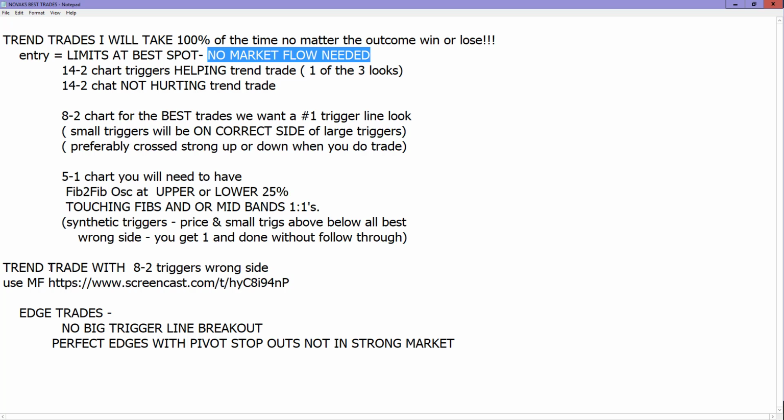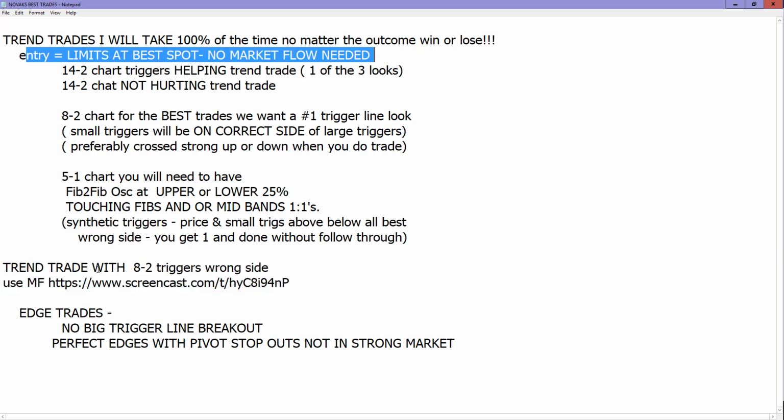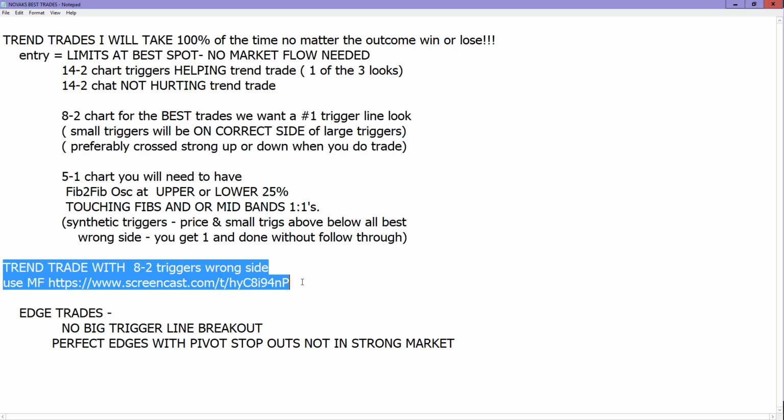If you want to do a trend trade because the 14-2 triggers say you must, but the 8-2 is on the wrong side, this is where you switch and use the market flow for your entry. Does that make sense? So instead of guessing or putting a limit order at a spot because it's perfect, you say, okay, I need a little more confirmation.